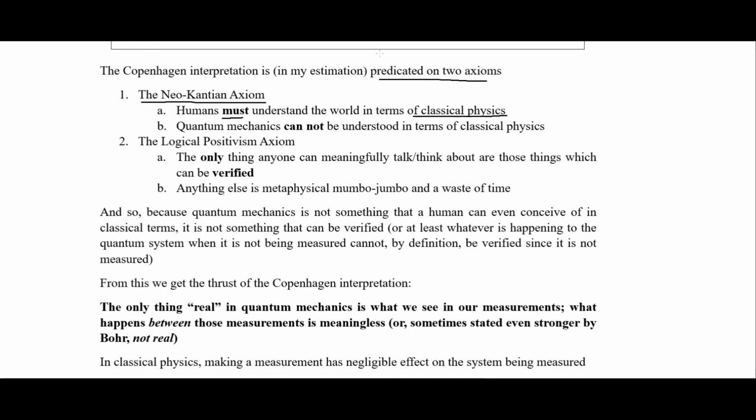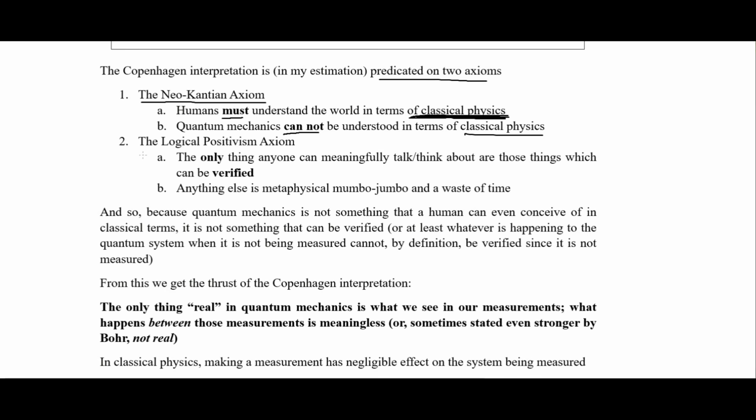This is what I mean with classical physics, where classical physics is the way in which humans have to understand the external world. And then the other part of this is that quantum mechanics cannot be understood in terms of classical physics. So quantum mechanics is, in the Kantian sense of the word, noumenal. It's something that we don't actually have access to, because we have to interpret the world with classical physics.